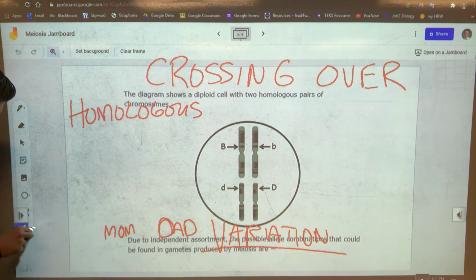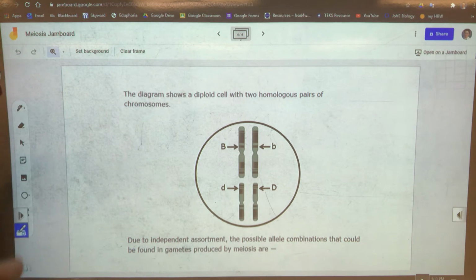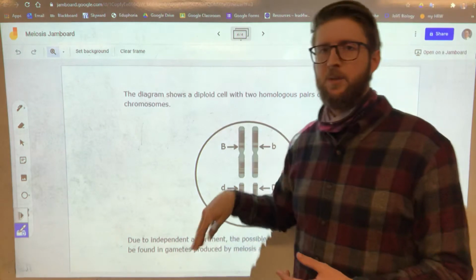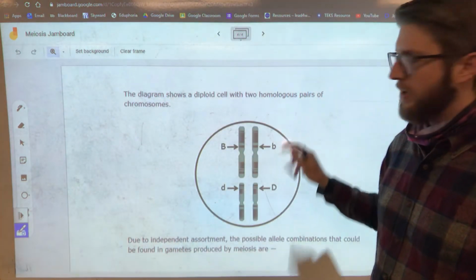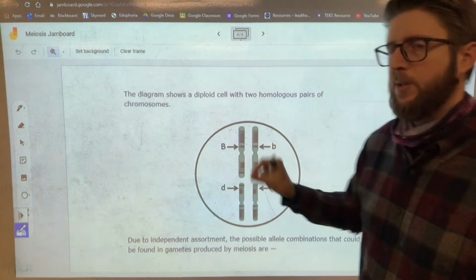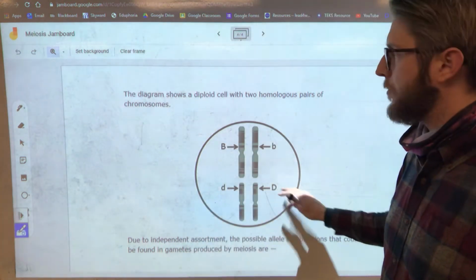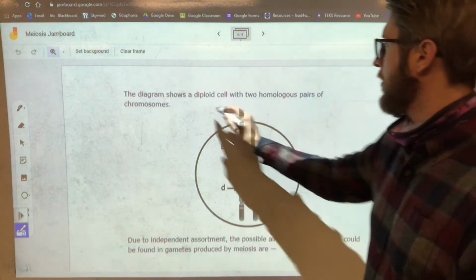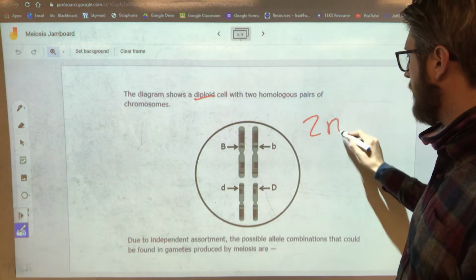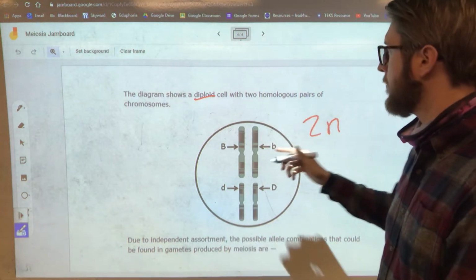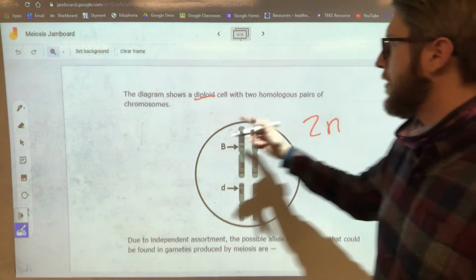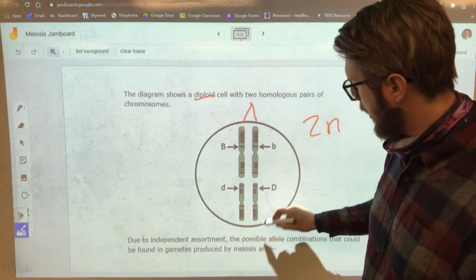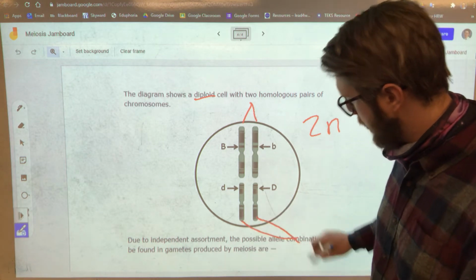All right, so as an example, this is a question from an actual assignment, and I want to go over this one specifically. I want to give this one some special attention, just because I feel like it really illustrates the point. This question says the diagram shows a diploid cell. Remember, diploid means 2N, or a full set of DNA, with 2 homologous pairs of chromosomes. So here's a homologous pair, and here's a homologous pair here, these two here, okay?